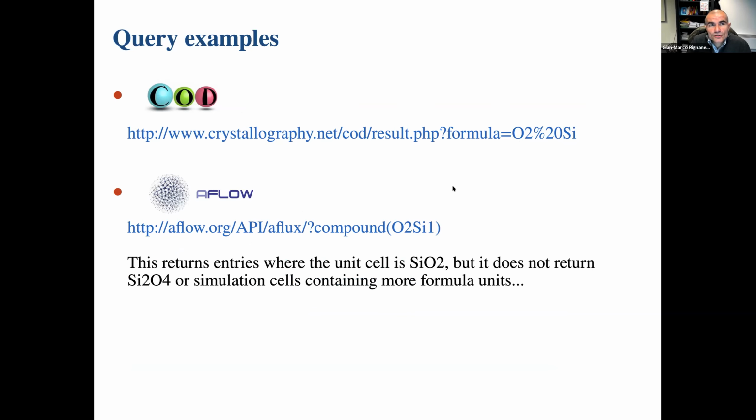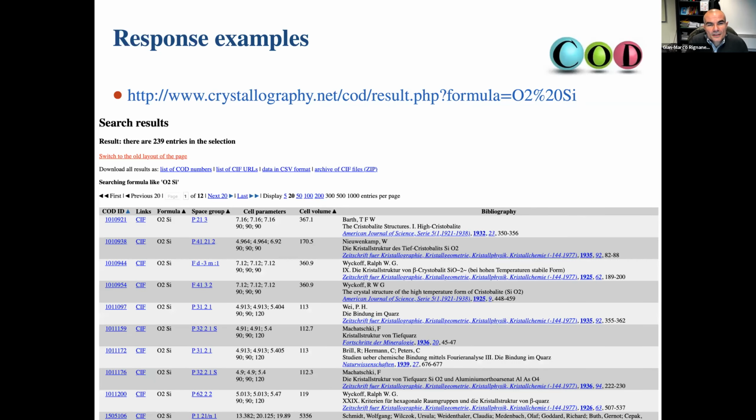And the thing is that not only is the way in which you query the databases different, but the response they provide you is very different. Coming again to the example here of COD, when you write this formula here, what you will get is a web page with the links to the different COD IDs with the CIF file, which is very useful when you do a simple query.